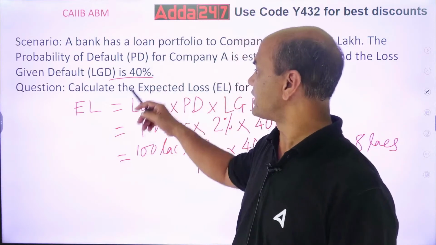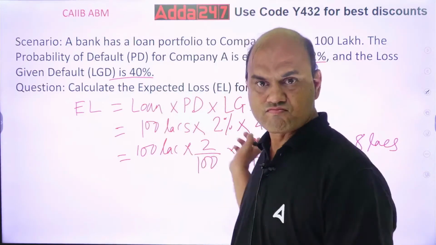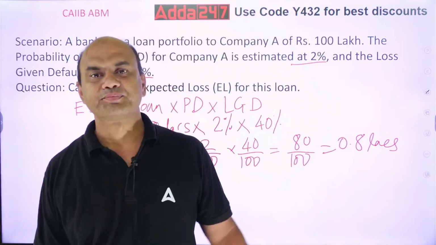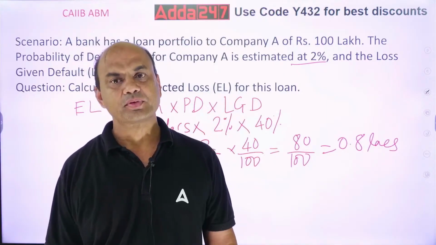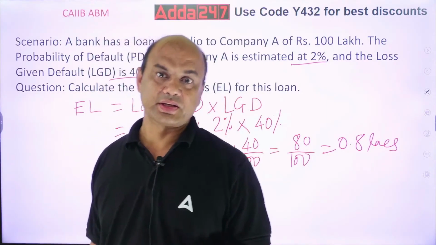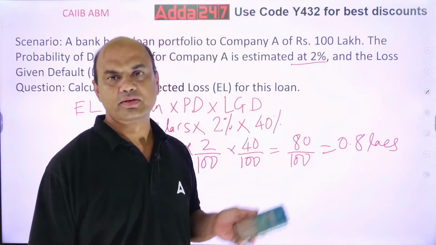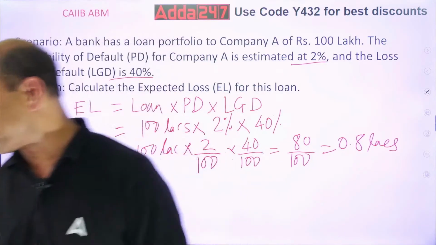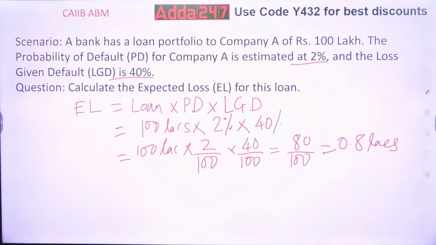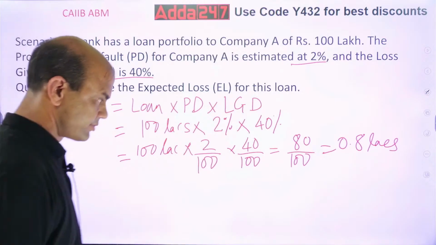So what is the expected loss then? 0.8 lakhs. While doing these calculations, even I myself have made mistakes over here. We forget the upon 100 because we are dealing in percentage. Whenever we deal in percentage, we have to focus on upon 100.